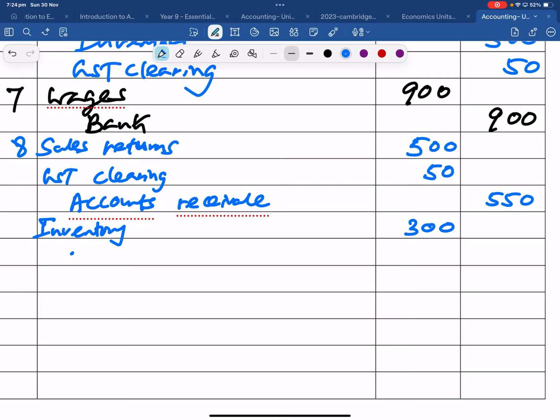And then where do we credit? Cost of sales. Why do we credit it? It's an expense. What happens to the expense? It's going to go credit. Why do we credit it? Because it's an expense and it's increasing? Expense increases credit?